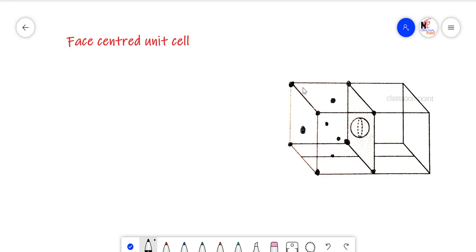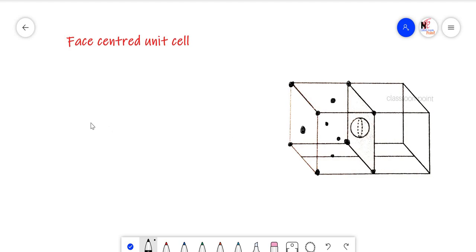In a face-centered unit cell, the atoms occupy corner positions, meaning all the 8 corners, as well as the center of each face. There will be 6 faces. This is the left-hand side face center, and for the front face center, this is the center, and this is the back face center. This is the top face center, and this is the bottom face center, and this is the right-hand side face center. So there are 6 faces.